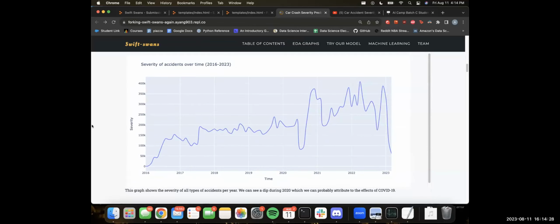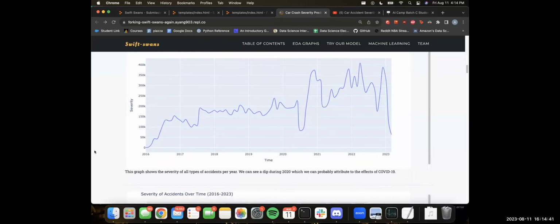This is the severity of accidents over time. You can see the dip because of COVID, and then a huge resurgence right before 2021. And you can see several events just happening in this graph.